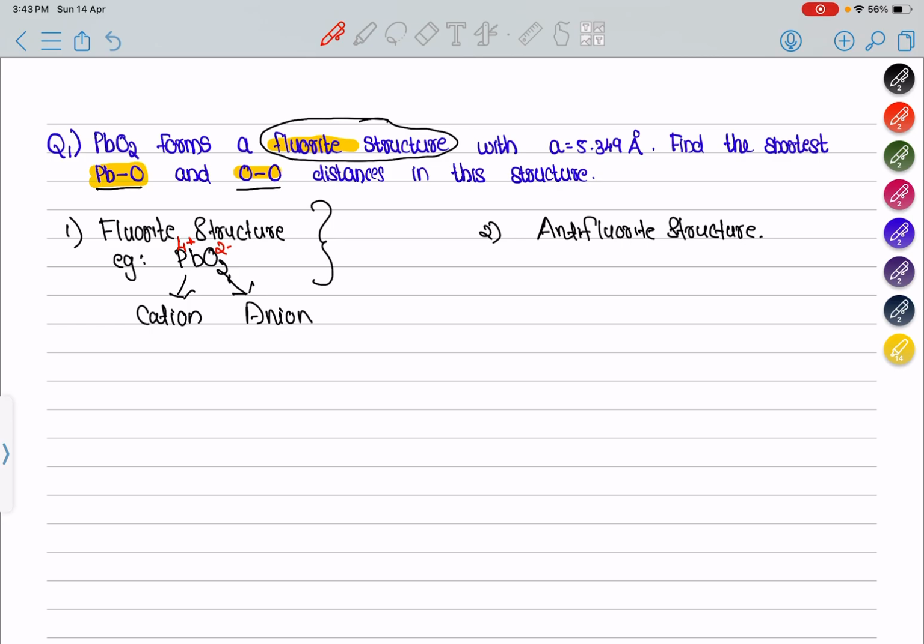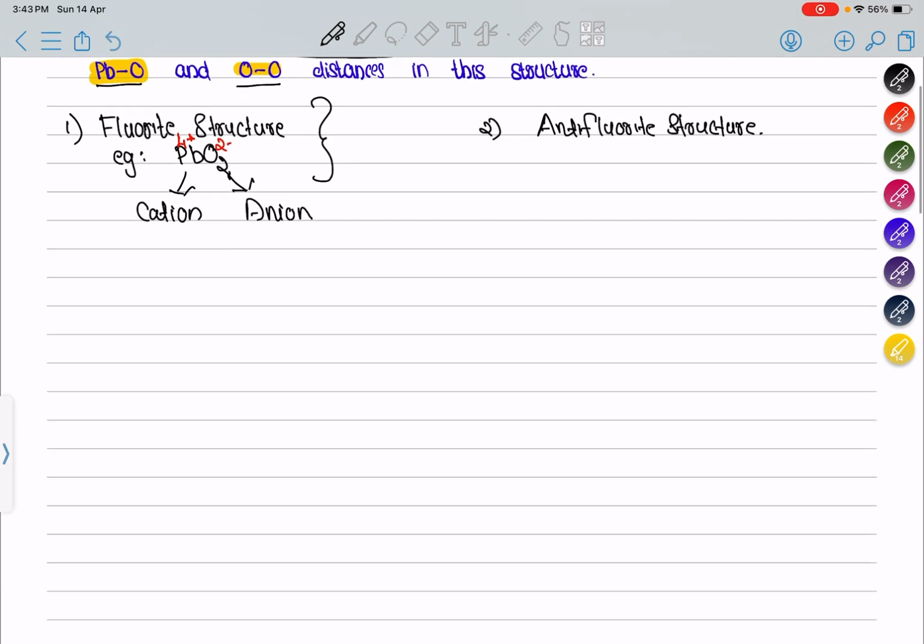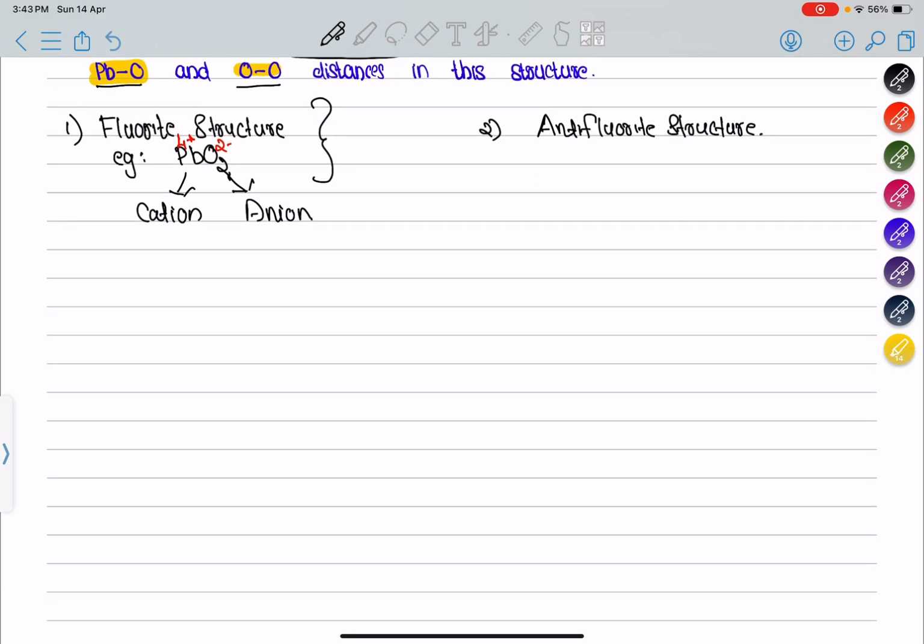I am explaining these things, but in this question we don't learn everything. The basic idea of why I took this question is that you need to know what the fluorite structure and the anti-fluorite structure are. That is the ultimate aim of this question. I'm not concerned about the result, I'm just focusing on the fluorite and anti-fluorite structures. The cation occupies the FCC lattice, and the anion is at all the tetrahedral voids.